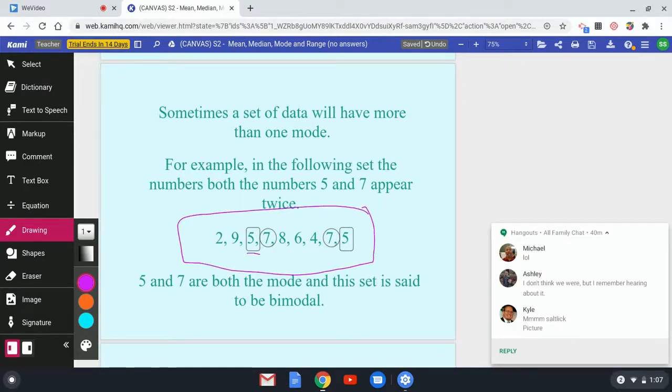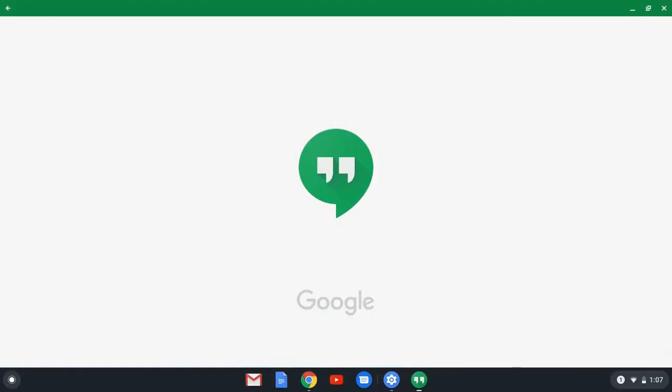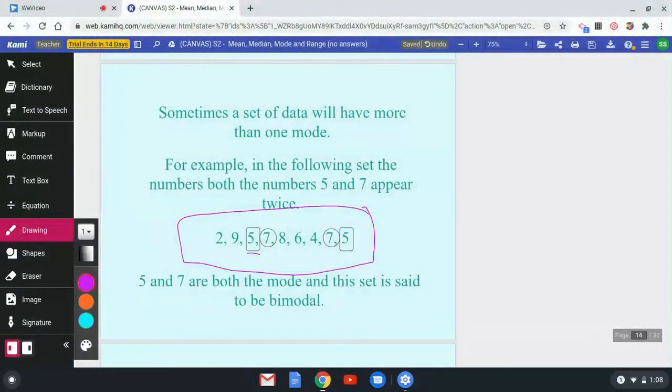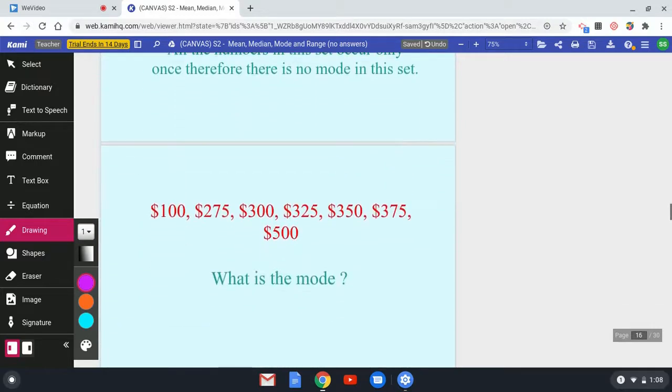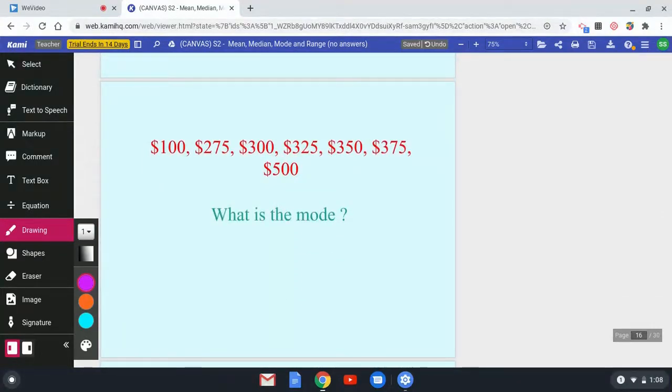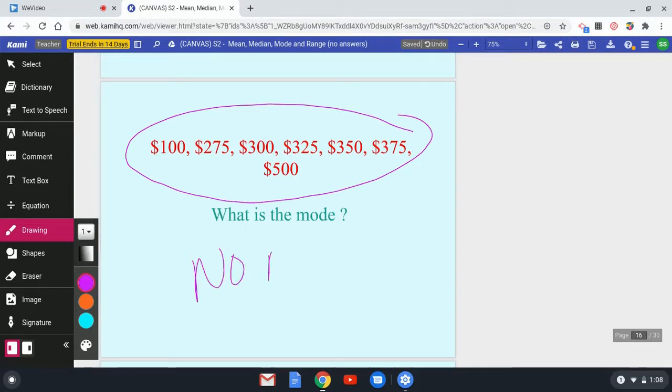I have 2 5s, I apologize, 2 5s and 2 7s. So 5 and 7 are both the mode, right? Sometimes if a data set has none that show up more than once, there is no mode, so we would say no mode. So let's look at this data set. What is the mode of this set of numbers? None. There is no mode, right?